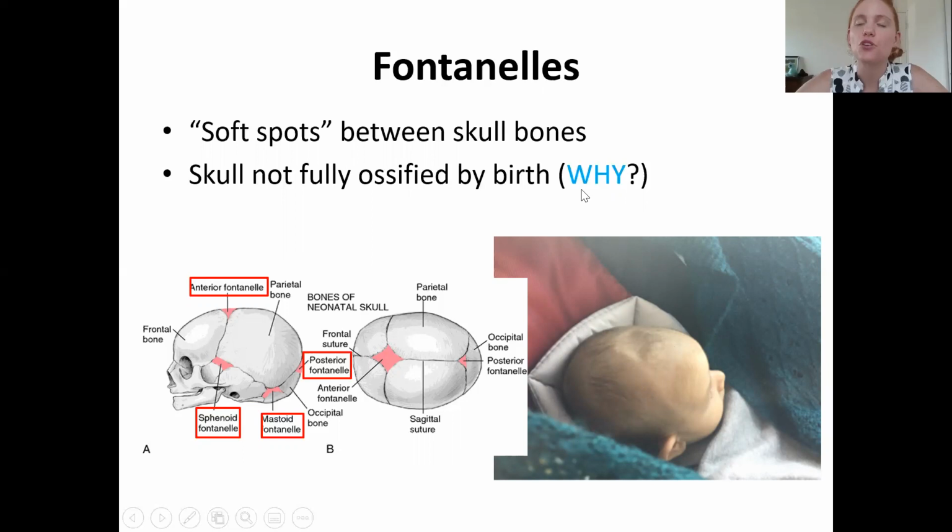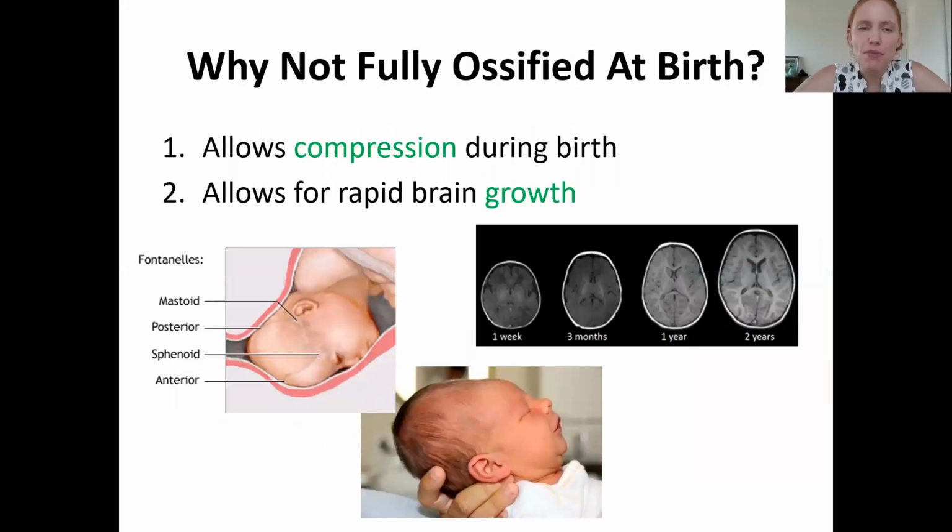So fontanelles. One question I had to ask you is, why would we be set up in such a way that our skull bones aren't fully grown by the time we're born? That seems odd to me. And if you think about it, those membranes, which are soft, allow for a lot more movability and flexibility, right? As the baby's head is making its way through the birth canal, it allows for a little bit of compression so that it's easier to come out.